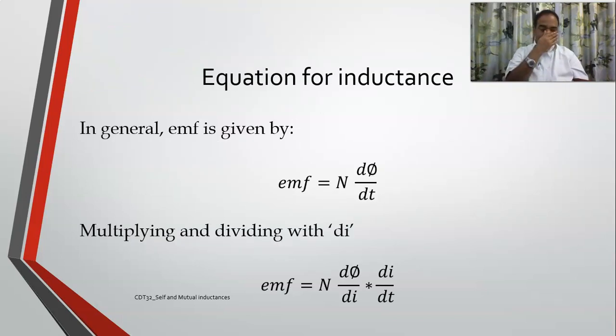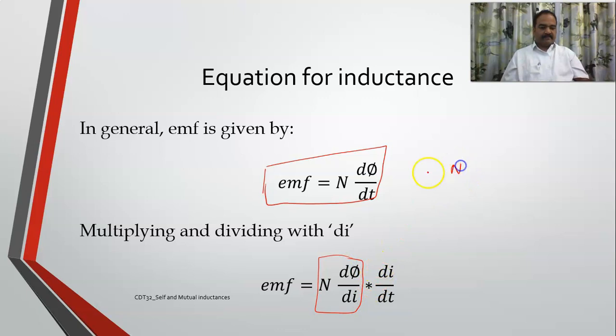Now moving ahead, how to determine the equation. We know that EMF is equal to N d phi by dt. This is what we have seen in Faraday's law. Now I'll keep this one like this: EMF is equal to N d phi by dt. So what I'll do is multiply and divide with di, and I'll rearrange it. So this is d phi by di, and this is di by dt.